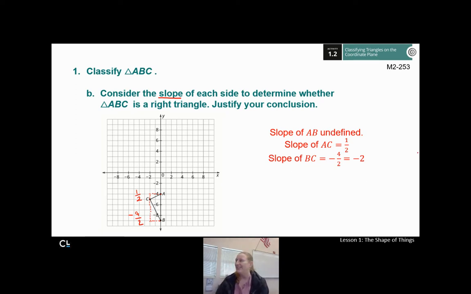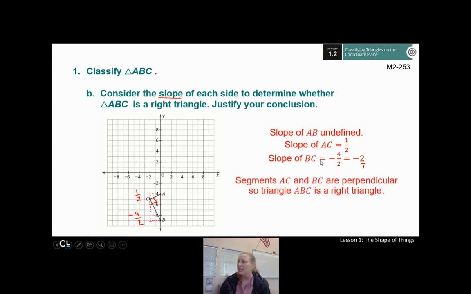Hey, do you notice that negative 2 technically could be negative 2 over 1? Do you see how those are opposite reciprocals? One of these is positive, one is negative, and 1/2 is the reciprocal of 2 over 1. What does that mean? It means that these two lines, AC and BC, are perpendicular. Segments AC and BC are perpendicular. Their slopes are opposite reciprocals. So triangle ABC is a right triangle.